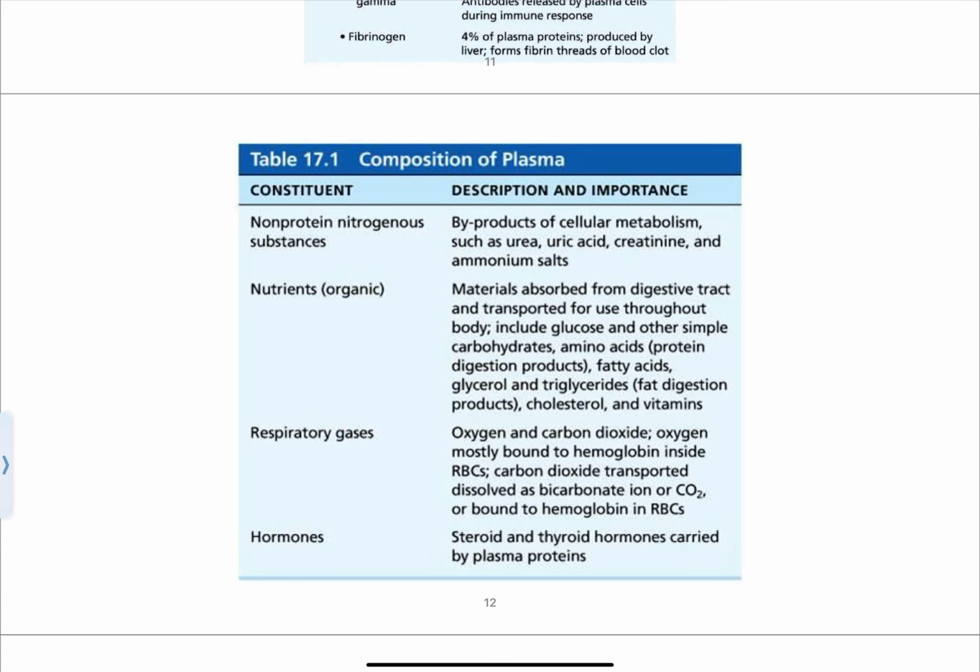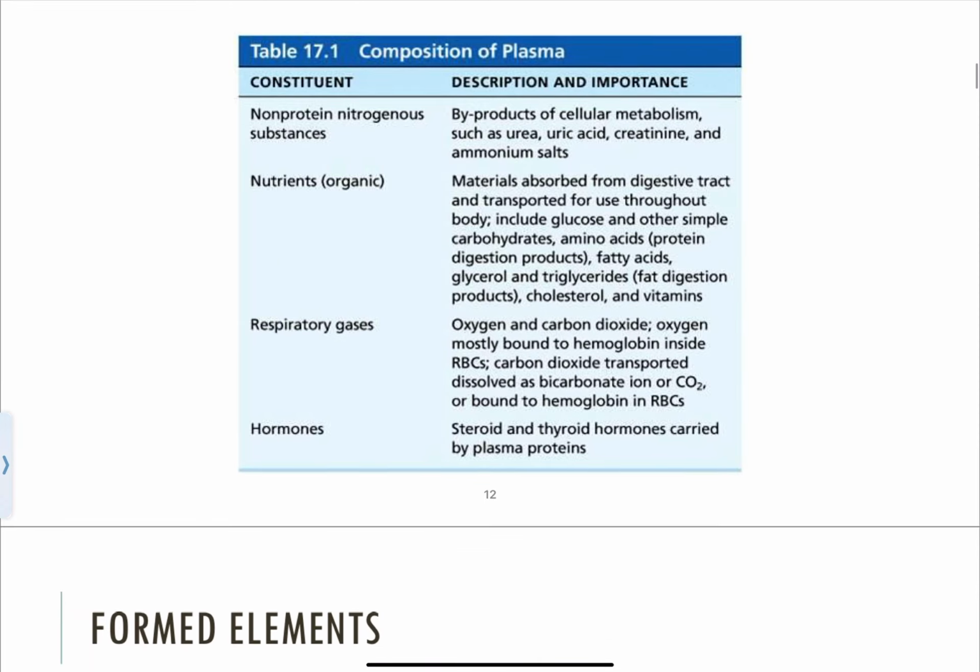There's going to be some nutrients, so things that we absorb from our digestive tract are going to enter into our blood and be transported there as well. And as we would expect, our respiratory gases, so both oxygen that we're picking up from our lungs, as well as carbon dioxide that we're picking up from our tissues that are undergoing metabolism. And then hormones, which we'll talk about later on when we hit the endocrine system.